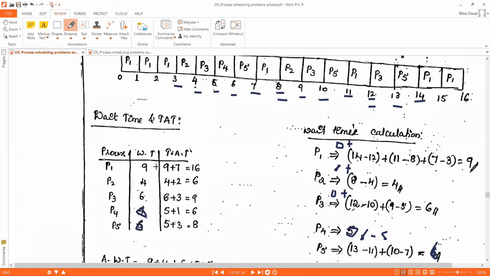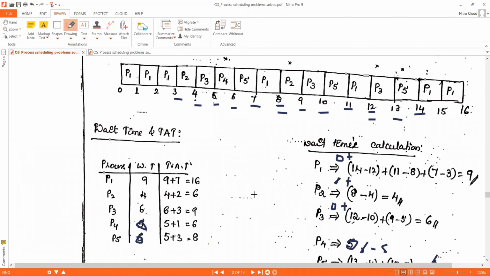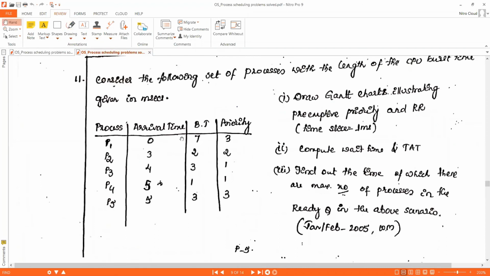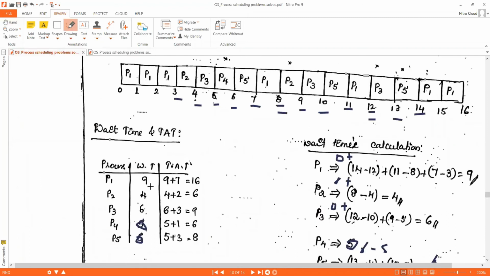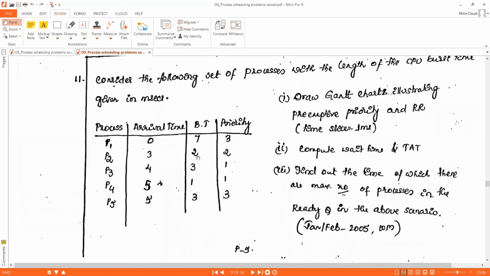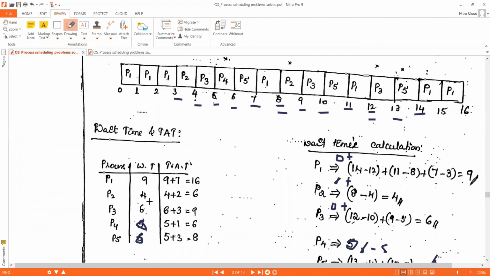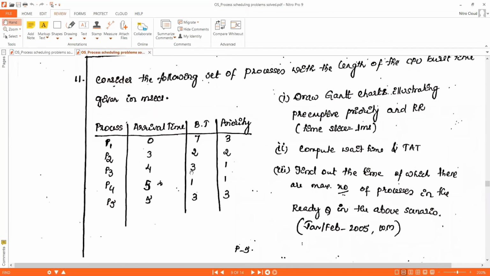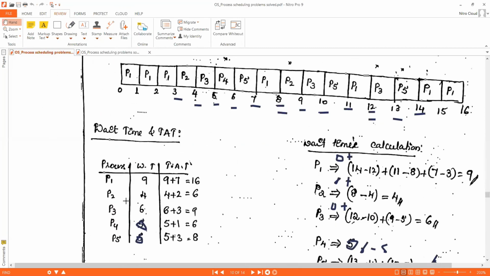Now, if we know the waiting time, we know how to find the turnaround time. Turnaround time is the burst time of the process plus the waiting time of the process. Process 1's burst time is 7 milliseconds and its waiting time is 9 milliseconds. 7 plus 9 is 16 milliseconds. Process 2's burst time is 2 milliseconds and its waiting time is 4 milliseconds. 4 plus 2 is 6 milliseconds. Next, process 3's burst time is 3 milliseconds and its waiting time is 6 milliseconds. 6 plus 3, 9 milliseconds, is the turnaround time for process 3.